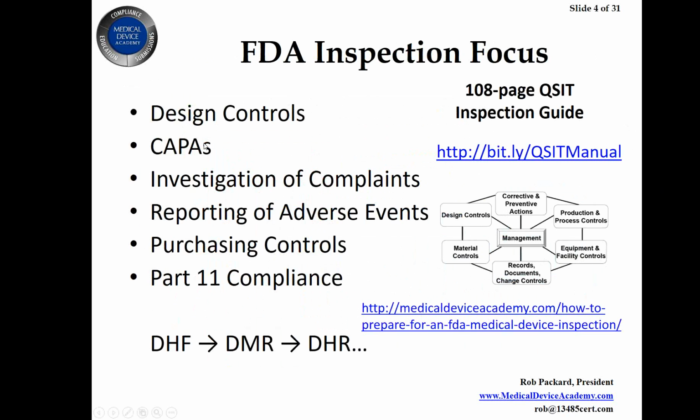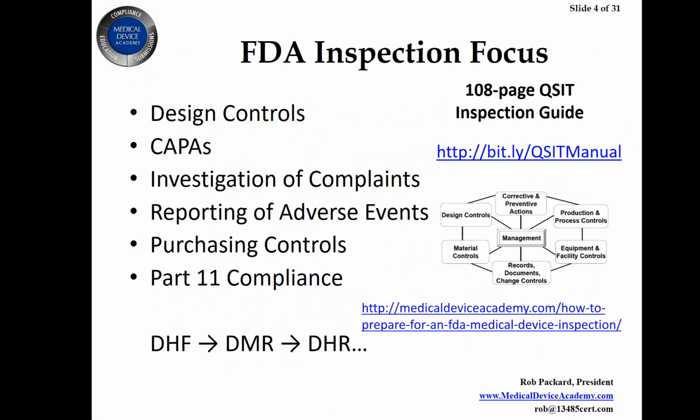But as you can see, they sort of split up CAPA into complaints, adverse events, and then this material controls that links in with purchasing controls, this records and documents change controls that comes in with the Part 11 compliance. So you can see the FDA is consistent about where they're finding focus in their QSIT inspections, and it matches up with the areas that they're focusing in as well. So there's no surprises really there.